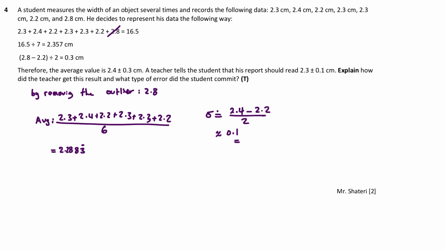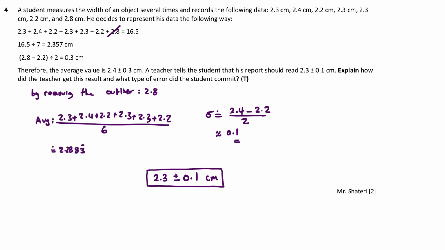I made a boo-boo, and I will end up getting 2.3 rounded to 1 decimal place because of my uncertainty, plus or minus 0.1 centimeters. So the mistake that was made was seeing all the values here. The student didn't recognize that this is quite far away from all these different values. And sometimes with 2.8, it will be a hard one to say it's an outlier because it's still close to the other values. It's not super far away.